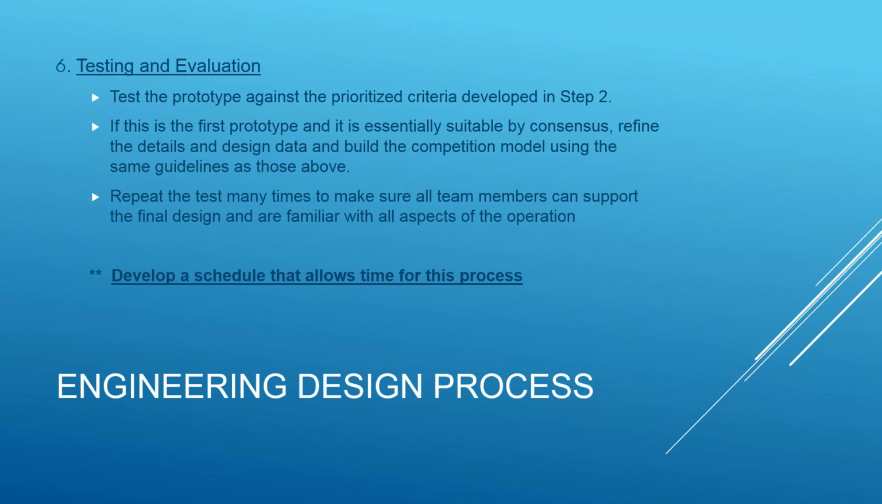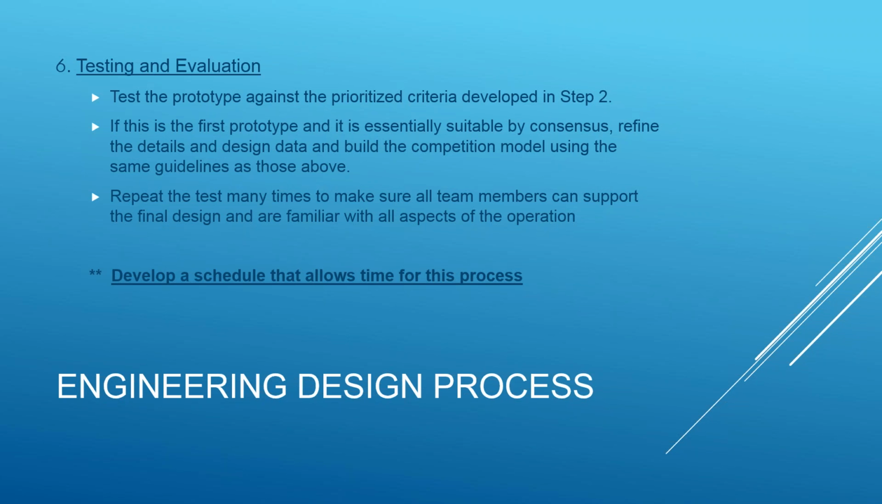The next step is to test and evaluate. You want to test the prototype against the prioritized criteria. If the objective is to pick up a ball and put it in a tub, you want to do that with the robot and verify that it will indeed pick it up from where you need to pick it up and place it where you need to place it.